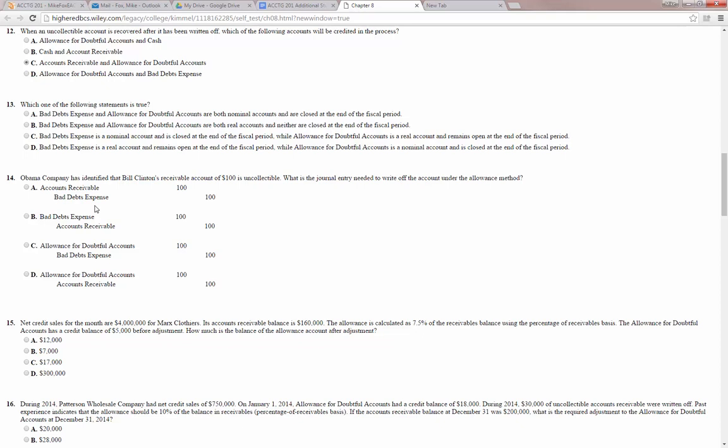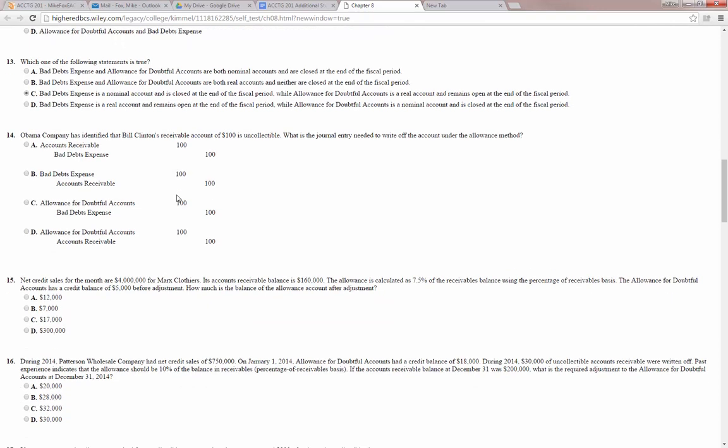C, bad debt expense is a nominal account and is closed at the end of the fiscal period, while allowance for doubtful accounts is a real account and remains open at the end of the fiscal period. That's true. And then D is the reverse. That one's false. Number 14, the Obama company has identified that Bill Clinton's receivable account of $100 is uncollectible.